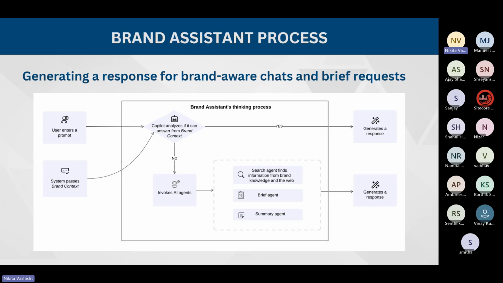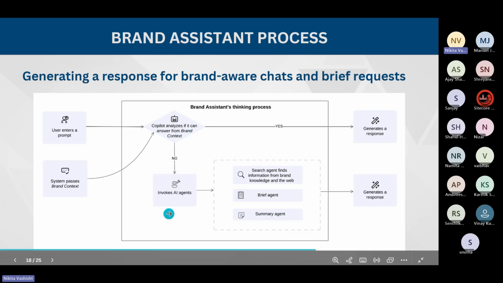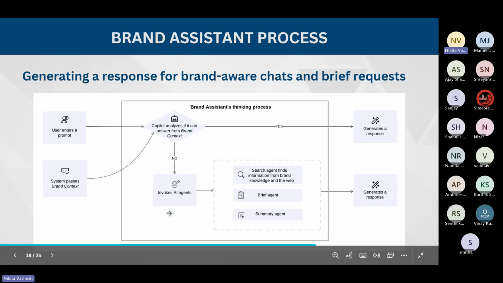In the thinking process, Copilot analyzes the answer. What Copilot does is find the answer in the brand context that gets passed simultaneously with the prompt. If Copilot finds the answer, then it generates the response. If it is not able to find the answer, it invokes specific AI agents. There are three main AI agents that are then invoked.